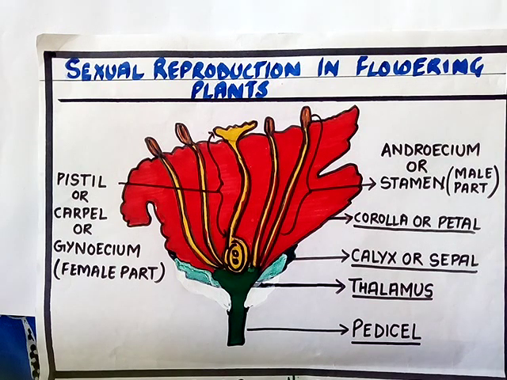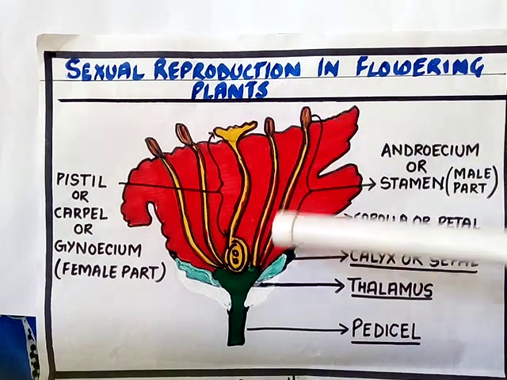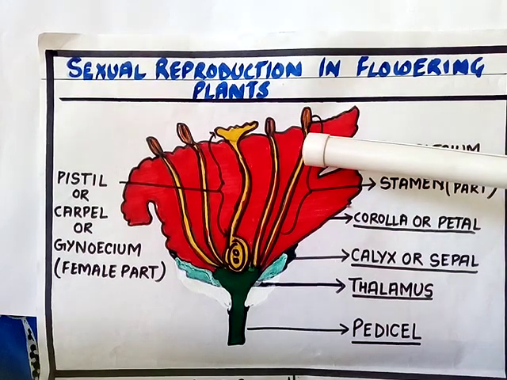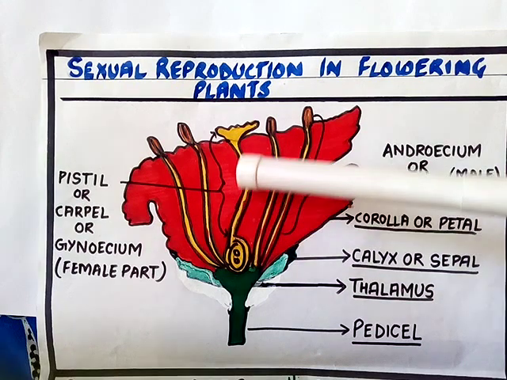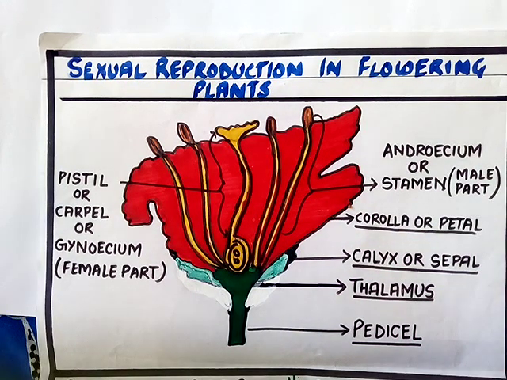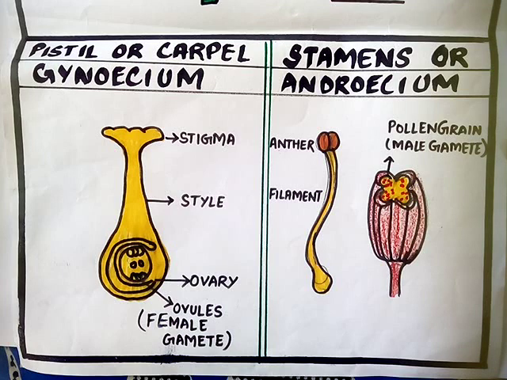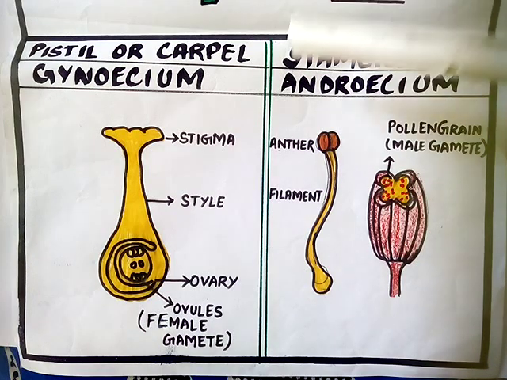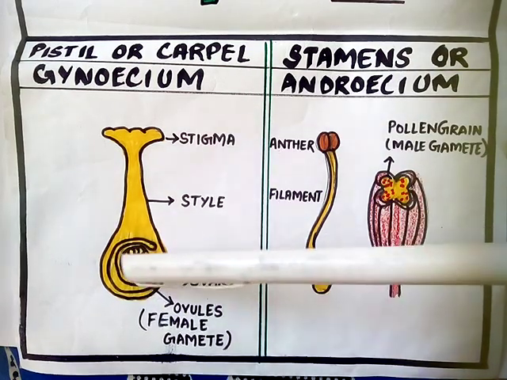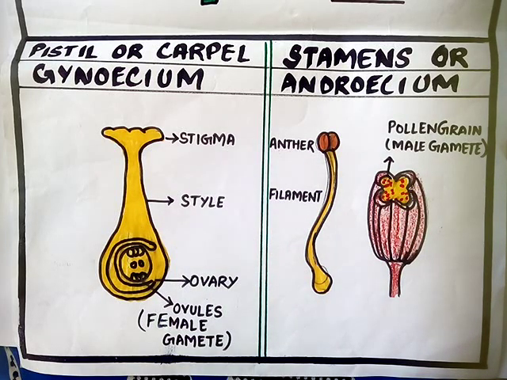And in a monosexual flower, a flower contains either the stamen or androecium, that is the male part of the flower, or the pistil or carpel or gynoecium, that is the female part of the flower. In a monosexual flower, one part is present, either the male part or the female part. Example is papaya. So, when the male germ cell produced by pollen grains fuses with the female gamete present in the ovules, the fusion of germ cells, or fertilization, gives us the zygote, which is capable of growing into a new plant.